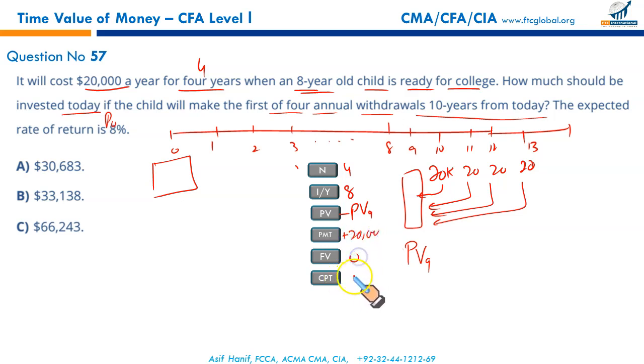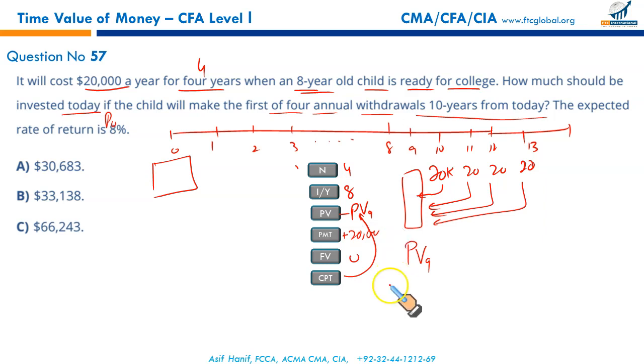Future value 0. Simply enter 4 for N, 8 for interest rate. Present value at the end of year 9 will be calculated because these 4 payments are from years 10, 11, 12, 13. Discounting will bring them to year 9. So there is future value 0. Recurring payment is 20.